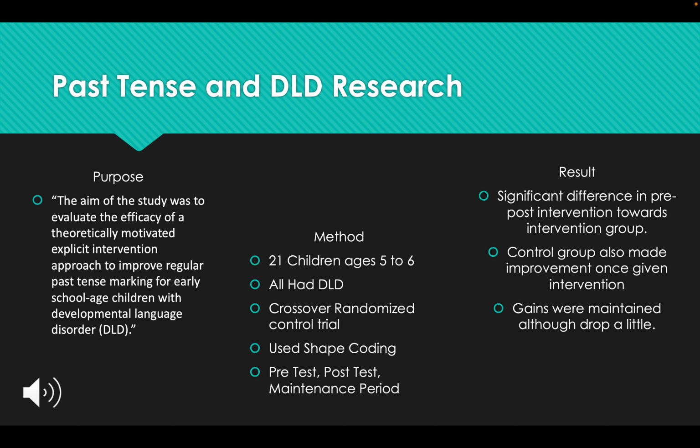The experiment included 4 tests: their initial testing, the pre-testing before intervention, post-intervention testing, and a 5-week maintenance testing. The intervention they used was shape coding, and they did it over a course of 10 weeks. The results showed a significant difference between the intervention group and the control group.